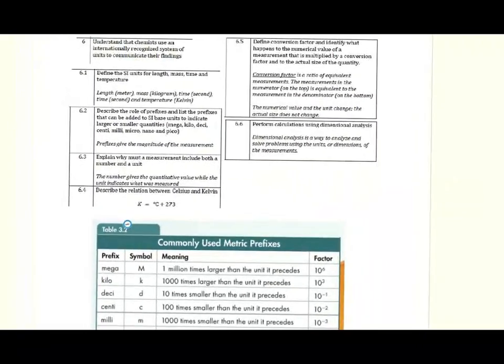And then you need to learn how to convert temperature from Celsius to Kelvin and the opposite. So K equals Celsius plus 273, or you can say that C equals Kelvin minus 273, depending on the quantity you are asked to get.